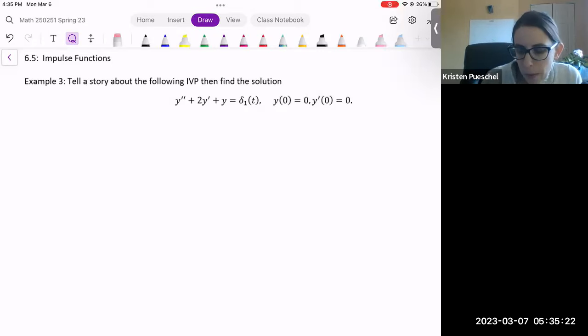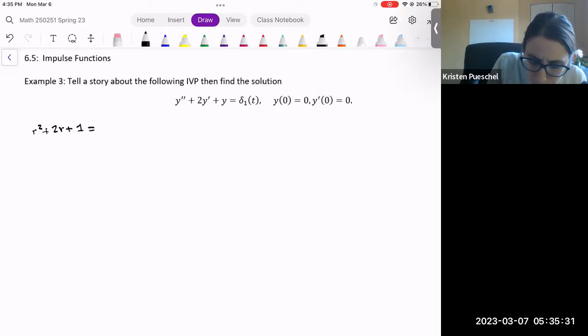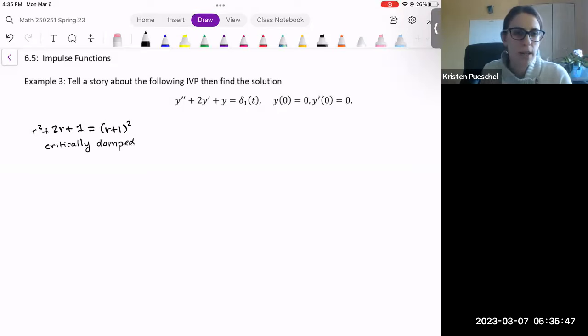Okay, so when we look at this, we see that there is damping. And if we look at the auxiliary equation, it's easy for us to factor it. And so we see that we have this repeated root of -1. This is critically damped. And so what that means is that it's going to be returning to equilibrium quickly.